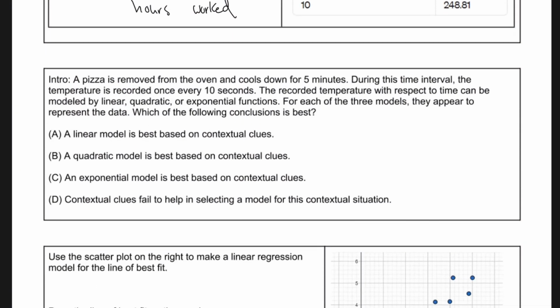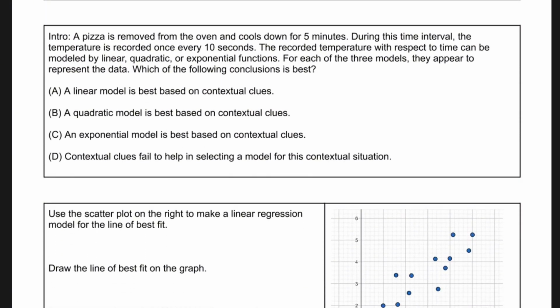A pizza is removed from the oven and cools down for 5 minutes. During this time interval, the temperature is recorded once every 10 seconds. The recorded temperature with respect to time can be modeled by linear, quadratic, or exponential models. Which of the following conclusions is best?